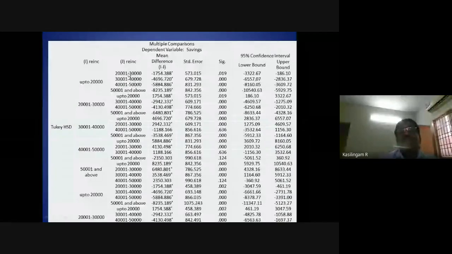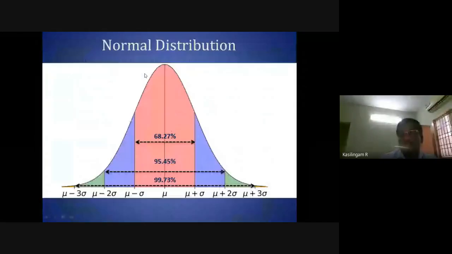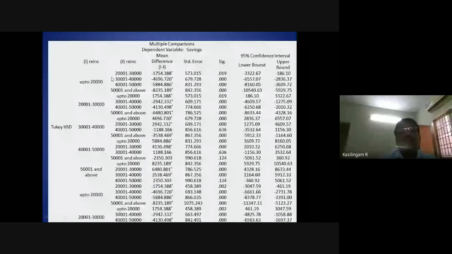First it is taking up to 20,000, comparing with 20,000 to 30,000. Significance is 0.019, which means up to 20,000 is different from 20,000 to 30,000. Next, 20,000 compared with 30,000 to 40,000: 0.00, which means there is a difference. With 40,000 to 50,000, 0.00, there is a difference. With above 50,000, 0.00, there is a difference.